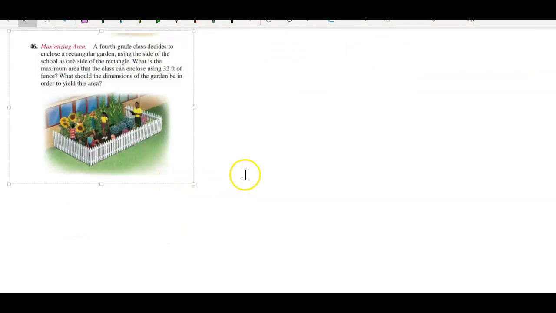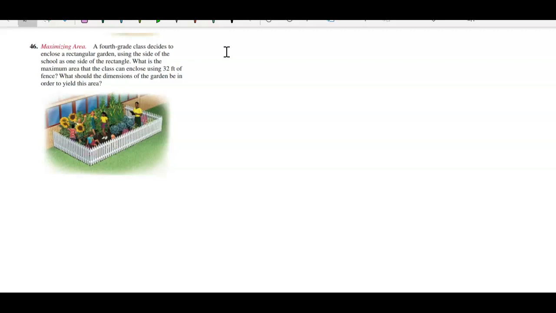Let's look at number 46. Okay, so number 46 says a fourth grade class decides to enclose a rectangular garden using the side of the school as one side of the rectangle, all right? And then it says, what is the maximum area that the class can enclose using 32 feet of the fence? What should the dimensions of the garden be in order to yield this area?